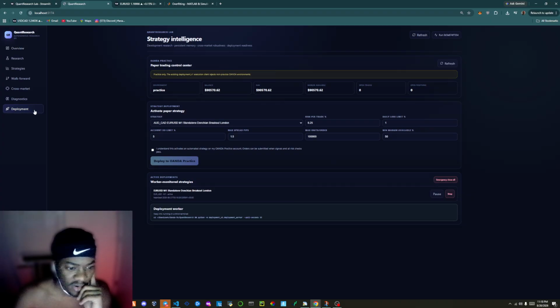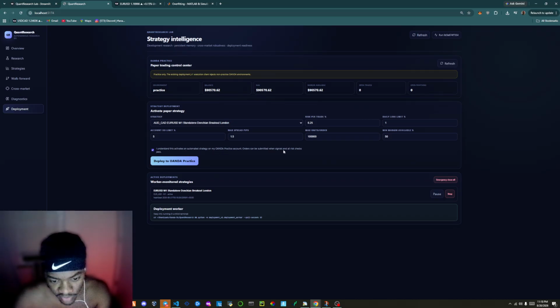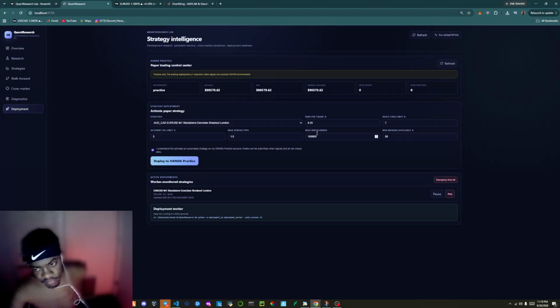Now the deployment part is where it gets interesting. I already deployed it, but basically what you would do is understand this activates an automated strategy on my Oanda practice account. Orders can be submitted when signals and risk are checked. These are all the parameters. So it's 0.25 per trade. Daily loss limit is 1%, which is very conservative, but also very solid. Account drawdown limit 5%, max spread 1.5 pips, and max order size 100K units.